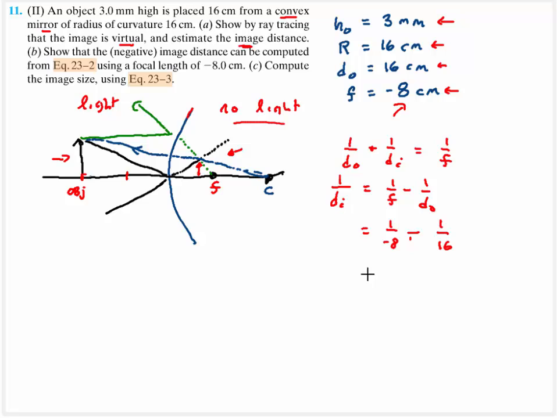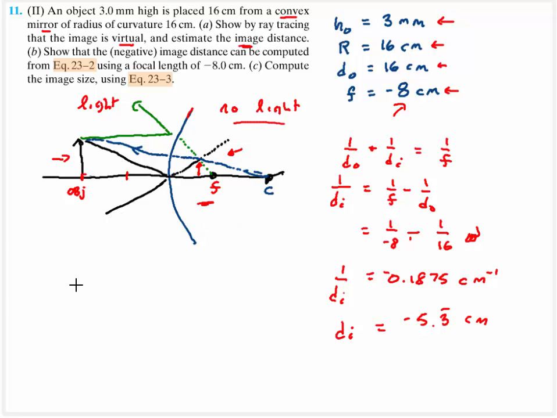Type all that in, and you're going to get that 1 divided by the distance to the image is negative 0.1875. Units will be inverse centimeters. Keep in mind that I've left everything in centimeters, so it's going to give me my distance to the image in centimeters. Invert that, and it's going to come out to be negative 5.3 repeating centimeters. The negative means that it's on the side with no light.